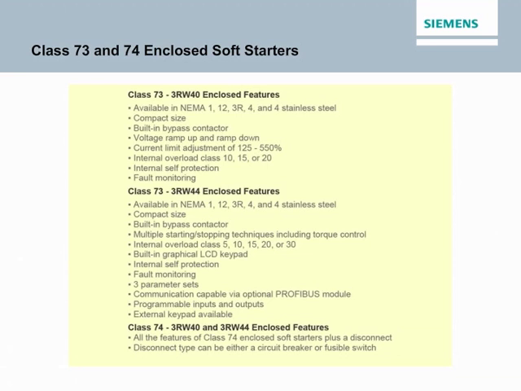Enclosed styles are available in combination and non-combination configurations through 600 horsepower and system voltages of 200 VAC, 230 VAC, 480 VAC, and 600 VAC. Class 73 includes either the 3RW40 or 3RW44 in non-combination style offerings.